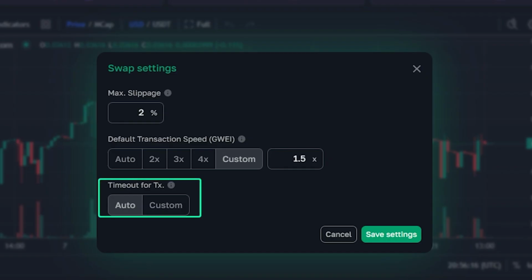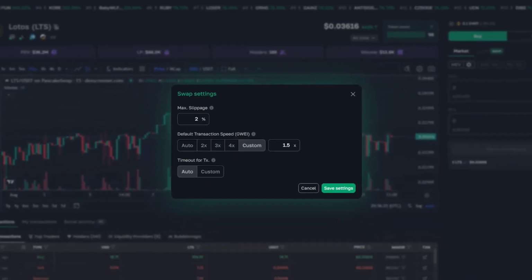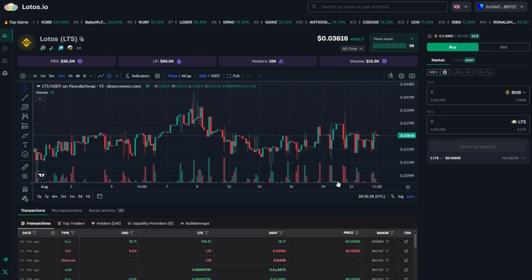Set the waiting time. By default, it is 20 minutes. This parameter is important if you set low slippage, but the token has high demand. In this case, the transaction may be executed later, when the hype subsides and the conditions become more favorable. After making adjustments, click Save Setting if there were changes.